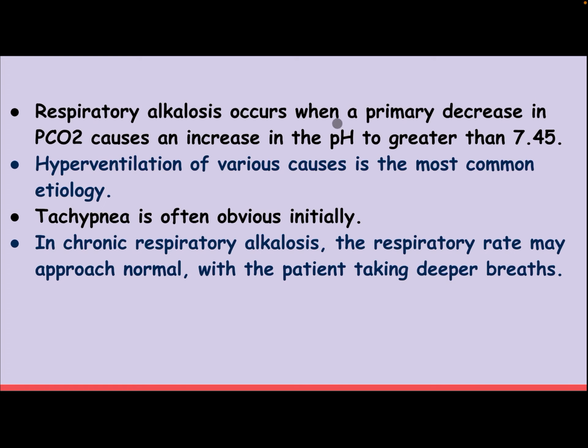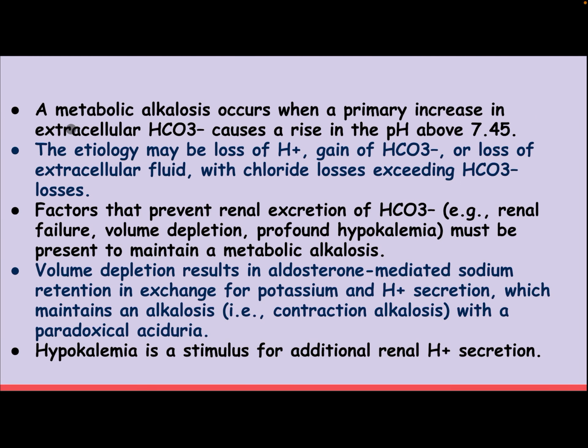Respiratory alkalosis occurs when a respiratory decrease in the PCO2 causes an increase in the pH to greater than 7.45. Hyperventilation of various causes is the most common etiology. Tachypnea is often obvious initially. In chronic respiratory alkalosis, the respiratory rate may approach normal with the patient taking deeper breaths.